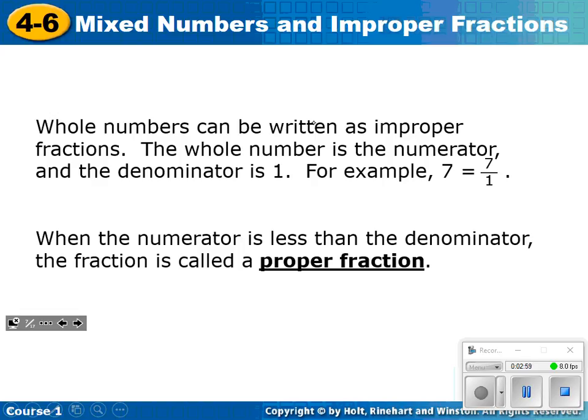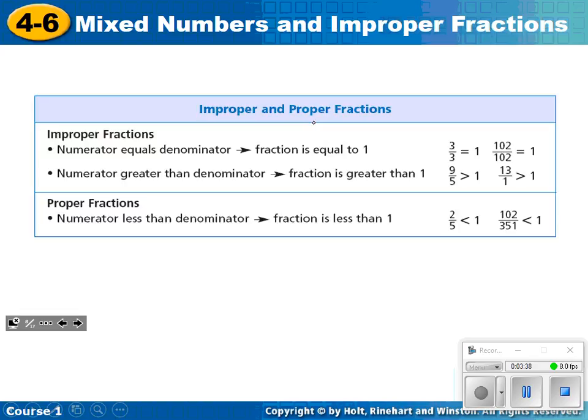That's simple. And to prove it, remember, every fraction you've ever seen is what? It's a division problem. What is 7 divided by 1? 7. What's 23 divided by 1, Laura? What's 23 divided by 1? 23. So any whole number over 1 is the whole number. When a numerator is less than the denominator, the fraction is called a proper fraction. Okay. So, this is all.